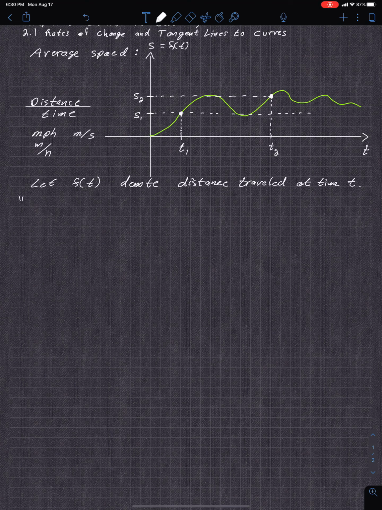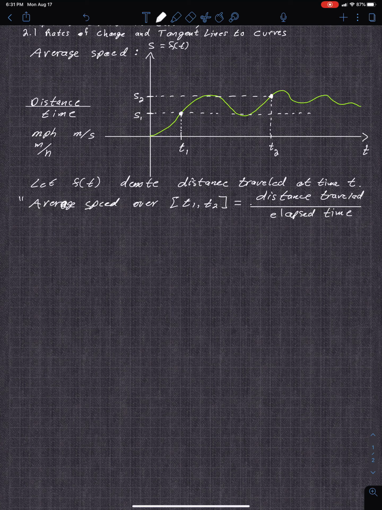Then if we want to look at average speed over some interval, and your interval is t1 to t2, that's going to be equal to the distance traveled divided by elapsed time. The distance traveled is the difference of the function value. So come down here and say equals. Let's put in the division bar to make it easier on us.